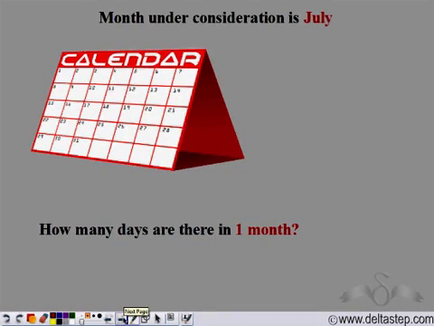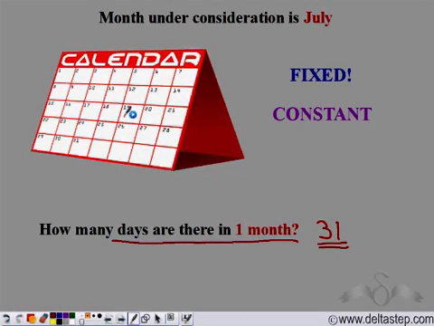Now if I tell you that month under consideration is July, and my question remains the same: how many days are there in 1 month? Then it will be 31. Over here, days in 1 month becomes a constant because we are talking about a specific month, July. So the same quantity, which is days in a month, was variable in the earlier case, whereas it is a constant in this case. So the same thing can be a variable or a constant in different situations.